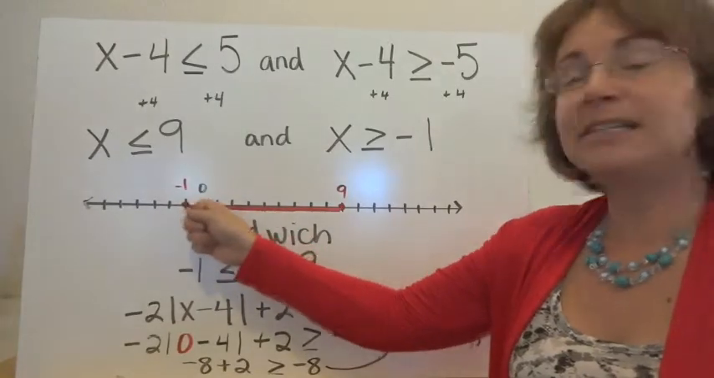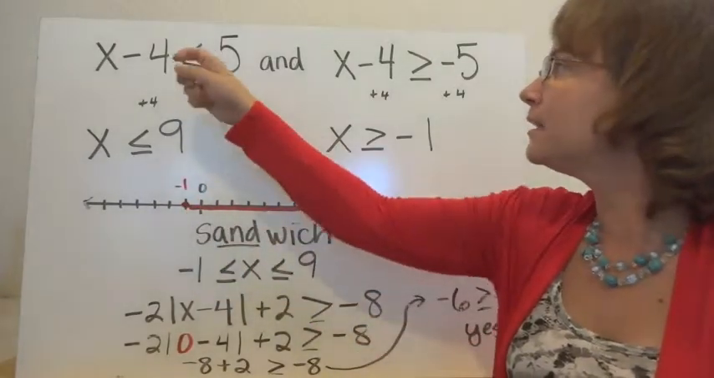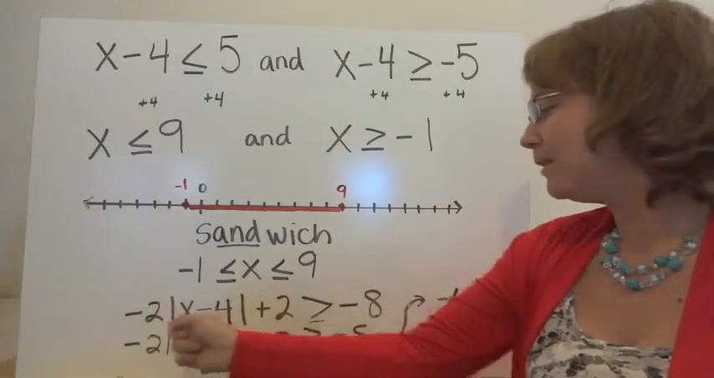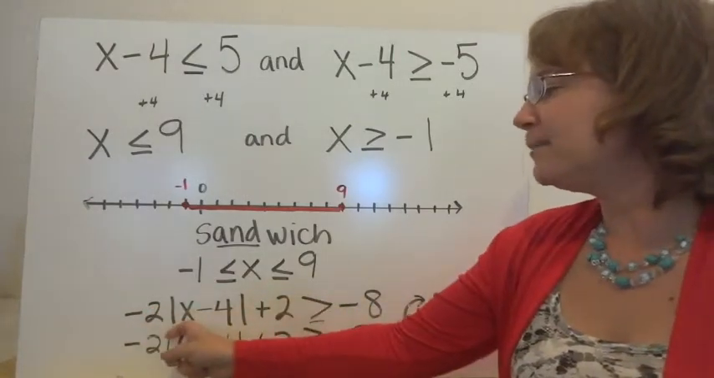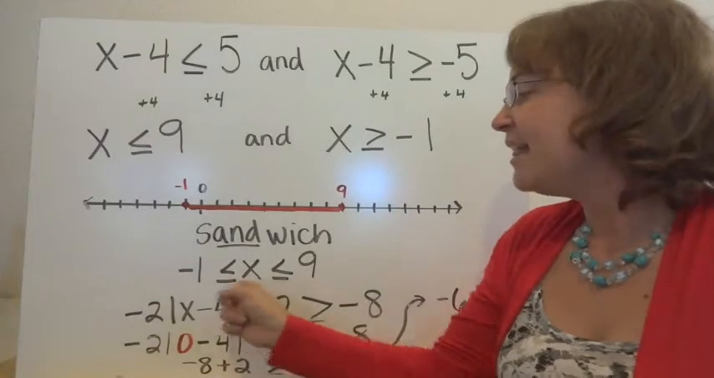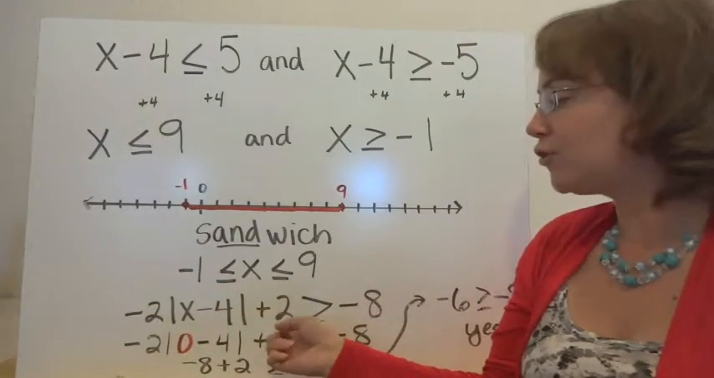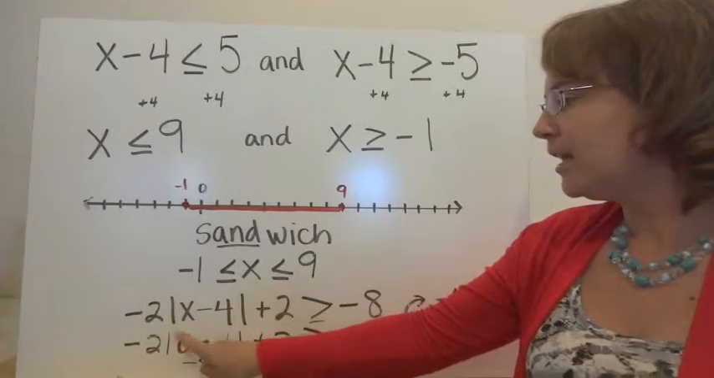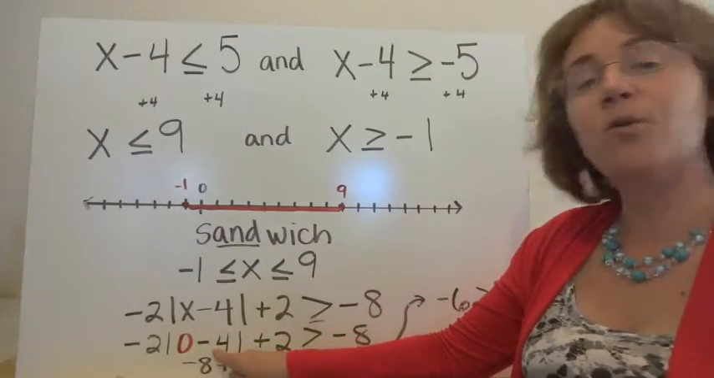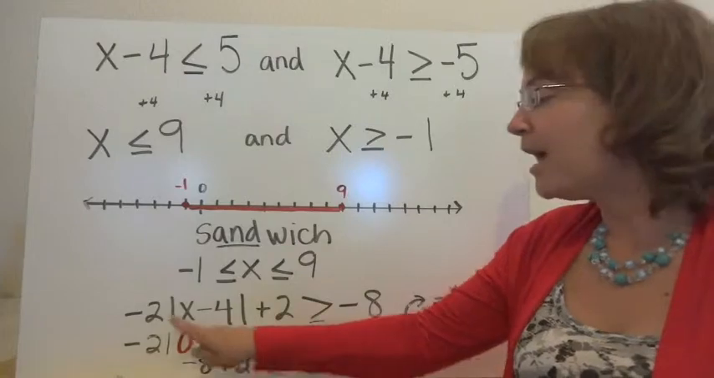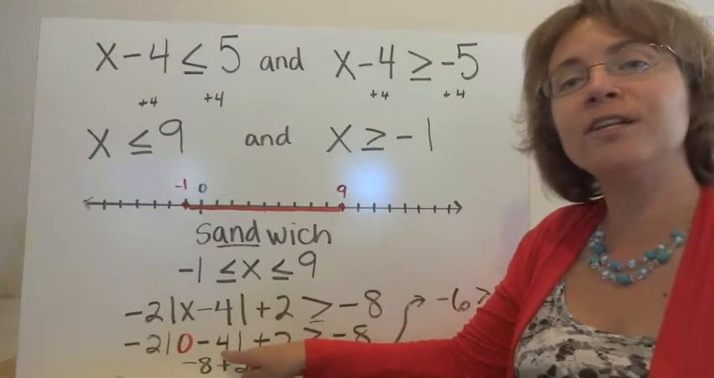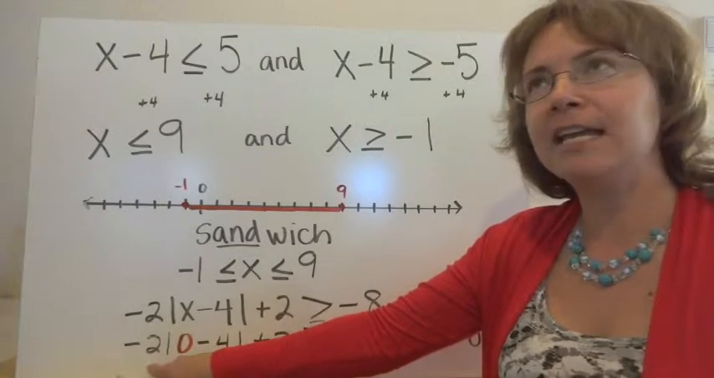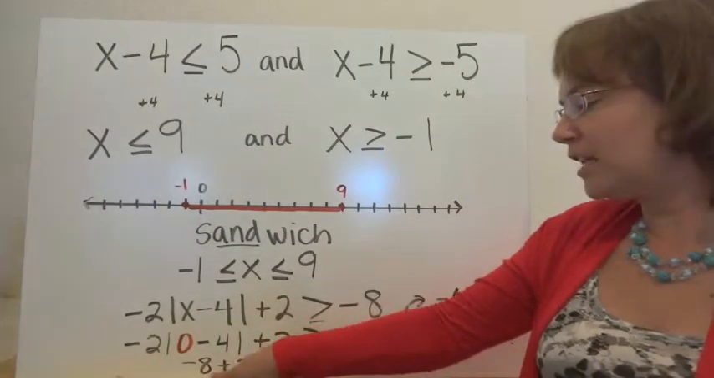So I see 0 is in my solution set, so it should make our original inequality true. Here's our original inequality. I rewrote it down here. So if we substitute a 0 in for x, that should make this inequality true. So let's go ahead and check that. So I have a 0 here in for my x, minus 4, that just gives me a negative 4. Absolute value of a negative 4 is going to give me a positive 4 times a negative 2. So I have negative 2 times positive 4, which gives me a negative 8.